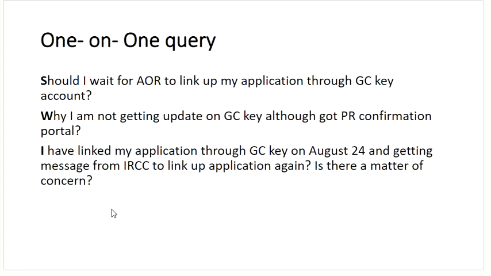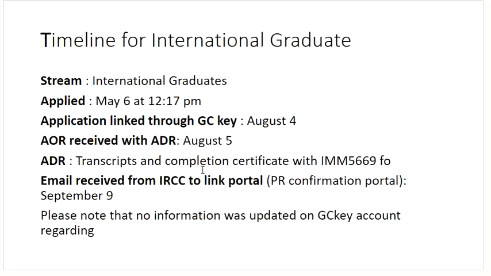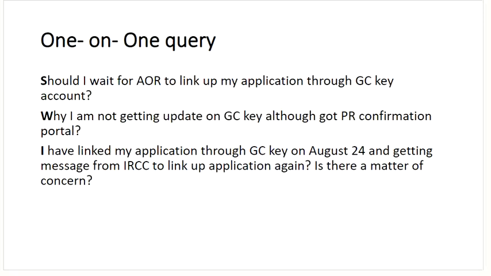And again, why am I not getting updates on GCKey although I got the PR confirmation portal? In the case I've just discussed with you, the applicant got the PR confirmation portal, but on the GCKey account, where he had linked up the application, there was no update. That can also happen. It's the same case: the information is not being loaded by the centralized network, and it's very few cases where sometimes it's not updated. So you have to keep an eye both on your GCKey account as well as your email account. Don't depend on one thing.